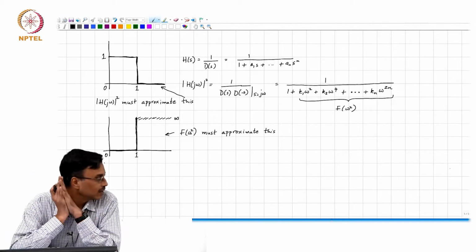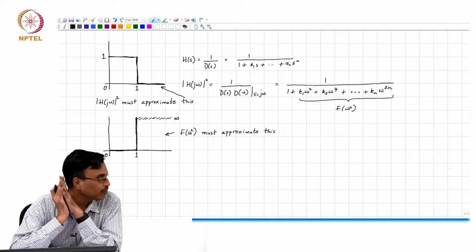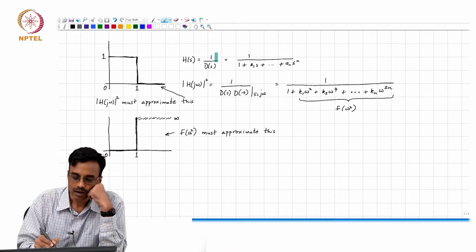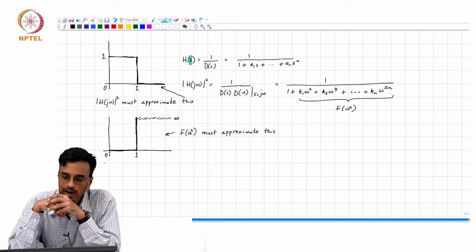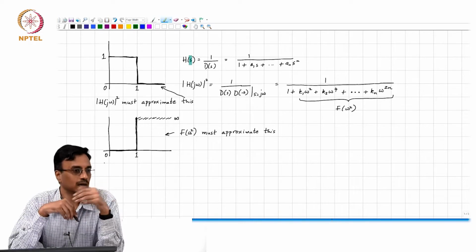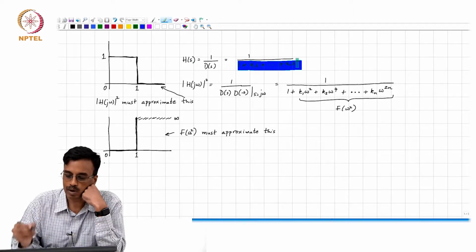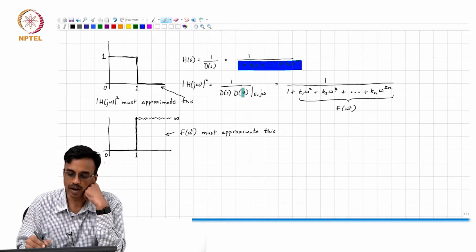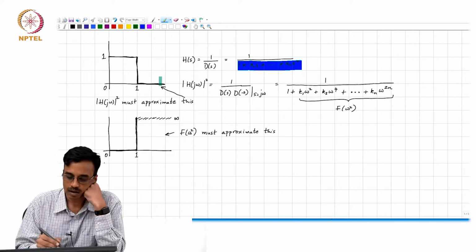In the last class, we started our study of filters, and we started off trying to figure out how to obtain what's called an all-pole filter. Remember that any transfer function is a ratio of polynomials in s, and to make our life simple, we said let's assume that the numerator polynomial is simply 1, and we'd like to find what the denominator polynomial must be, so that the magnitude response of this transfer function, which is simply 1 over D(s) times D(-s) evaluated at s equals j omega, must approximate this.